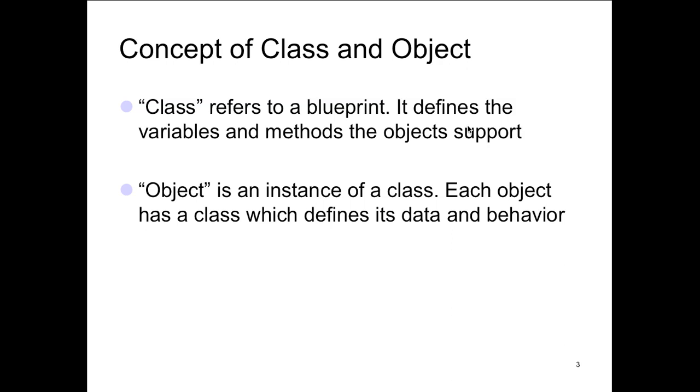The design of how you create the object is where the talent comes in. What are you putting in the object? Class refers to the blueprint. Object is the instance of the class when it's created. Each object has a class which defines its data and behavior. Most people who are brand new to object orientation ask, well, what's an object? Well, everything in the real world is an object.